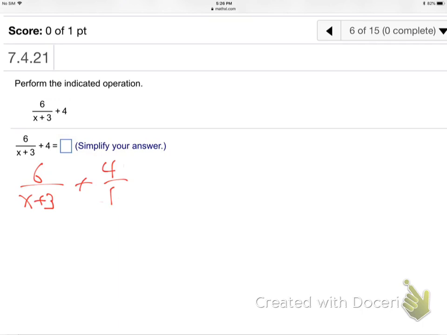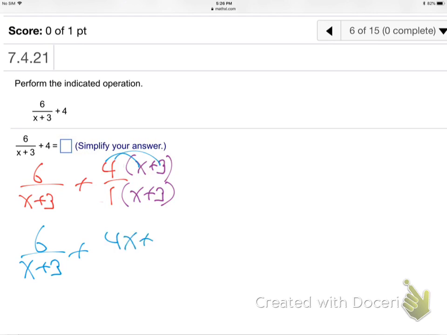Okay, so what do we have to do to add these two fractions? We have to get a common denominator. So that means multiply top and bottom of that one by x plus 3. So the two denominators now match. So what do we have now? I'm going to bring this one down unchanged. The other one, the 4 is going to distribute, 4x plus 12. On the bottom, the 1 will distribute, it's just x plus 3. Now the two denominators are identical, so you can combine them into one fraction.